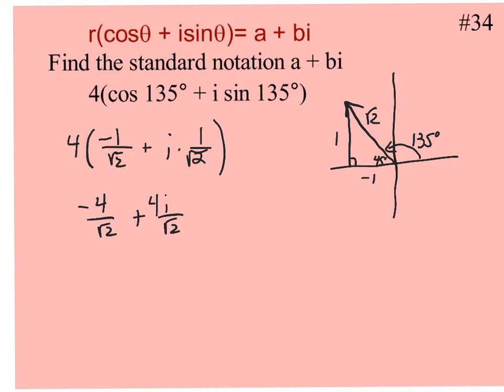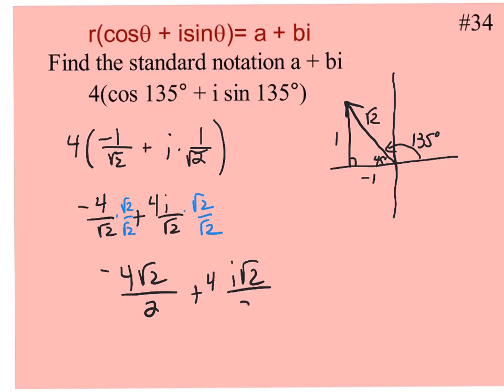And if you're thinking to yourself, wait, you can't leave that radical on the bottom, you're right. So rationalize your denominator by multiplying by radical 2 over radical 2 in each instance to get an answer of negative 4 radical 2. Radical 2 times radical 2 is 4 inside a square root. Square root of 4 is 2. And i times radical 2, again, over 2. And one last thing we can do, in the first term, we can reduce for a final answer of negative 2 radical 2 plus 2i radical 2.